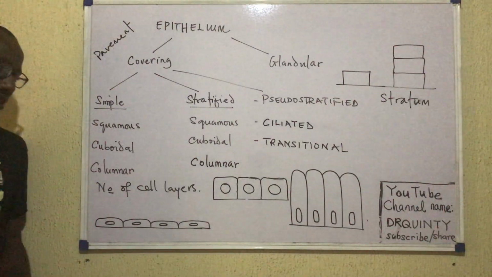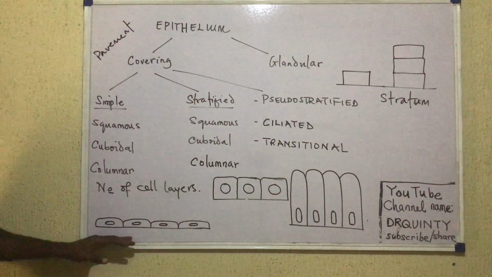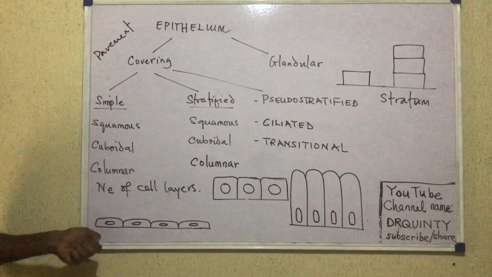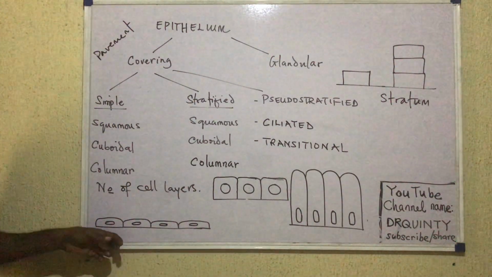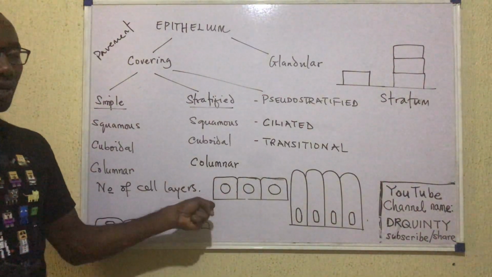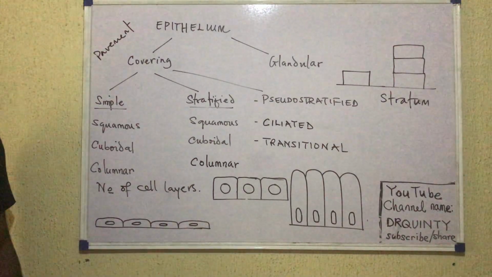So what you are seeing on the board, if you look at these three now, this is squamous, that's cuboidal, and that's columnar. What's the difference? Height to width ratio. Here, width is greater than height. There, height is greater than width. Here, height and width are just about the same.